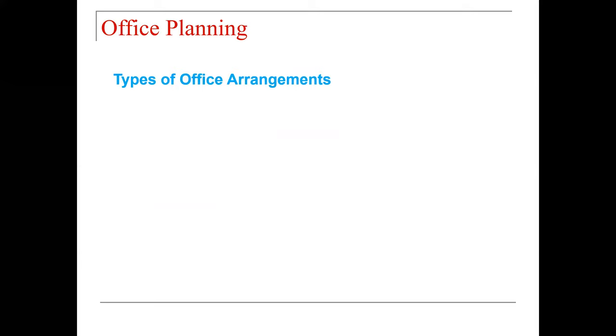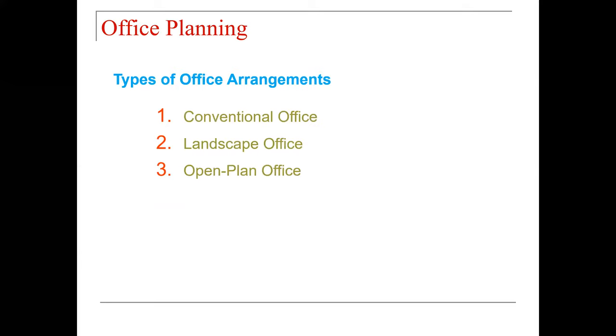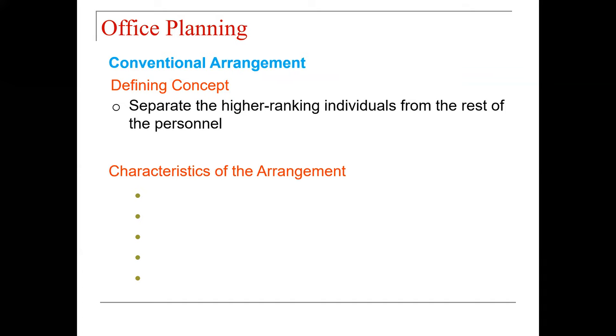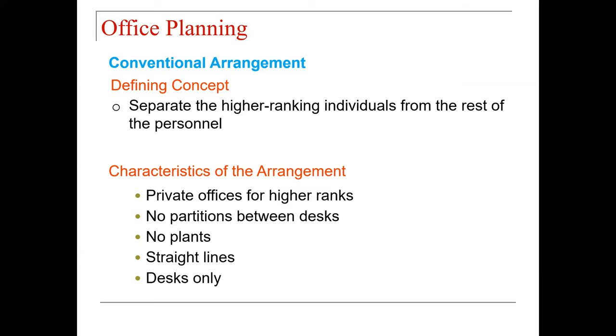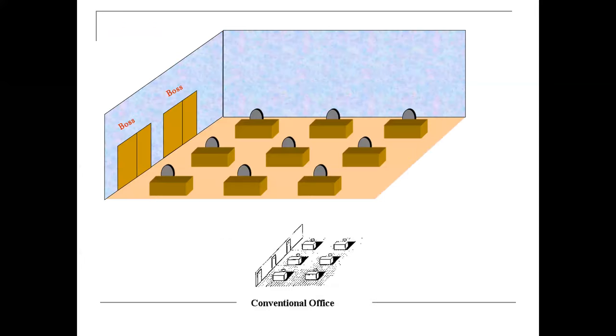In terms of the type of office arrangements, we have three: conventional office, the landscape office, and the open plan office. The conventional arrangement separates the higher ranking individuals from the rest of the personnel. Characteristics of the arrangement include private offices for higher ranks, no partitions between desks, no plants, straight lines, and desks only. So here's a typical layout for those purposes.